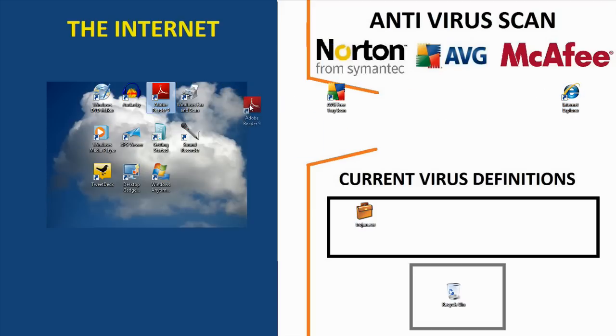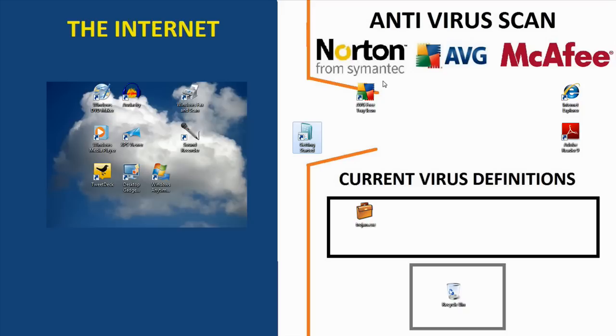Then another piece of data comes in. And AVG will say, stop. Who goes there? And this icon will say, I'm just a little piece of data. So AVG checks its virus definitions. And if it looks anything like a virus, it would be under the current virus definition section, which it is not. And so AVG says, you may pass. And the icon says, yay!